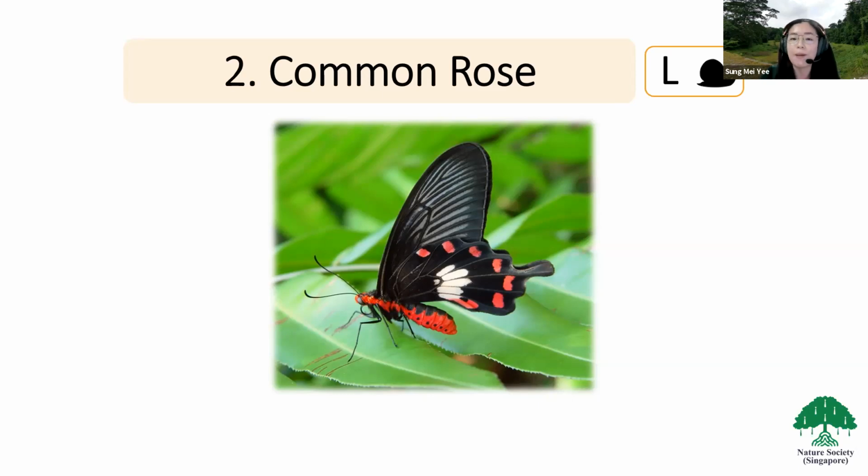Not sure if you know, by popular vote back in June 2015. Similar to the common birdwing, it is also a forest species and is actually uncommon in Singapore. How do you know it's a common rose? Well, you can look at its red body. It has black wings with red spots on the hind wings and this white central spot. And most importantly, it has this red body.